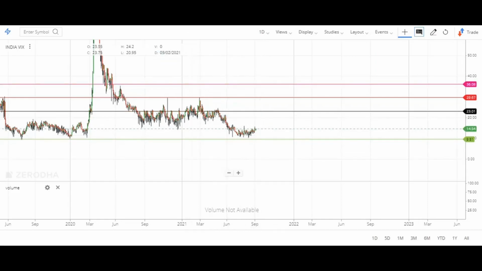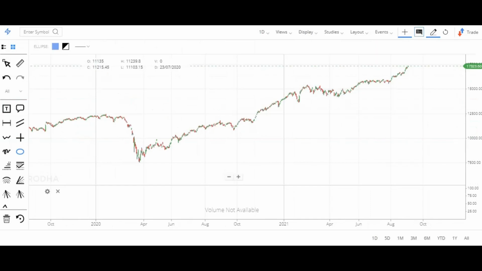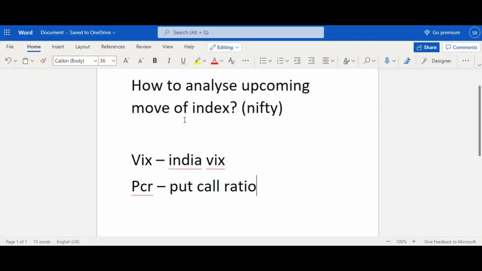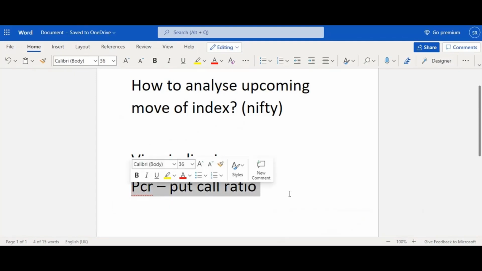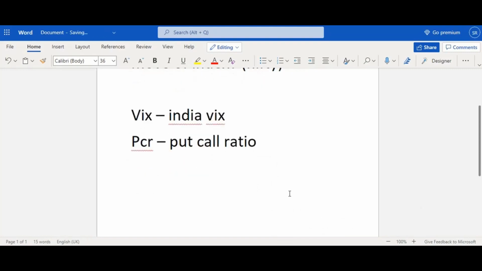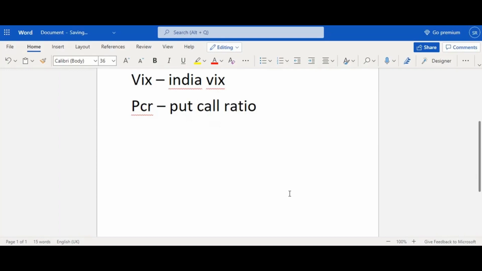Now we understood VIX and Nifty, but why PCR? I told you about PCR, right? There was no mention of PCR in this whole analysis. But this is just to give us additional context. For now, you just have to understand that a high PCR value basically means bearish for the market.